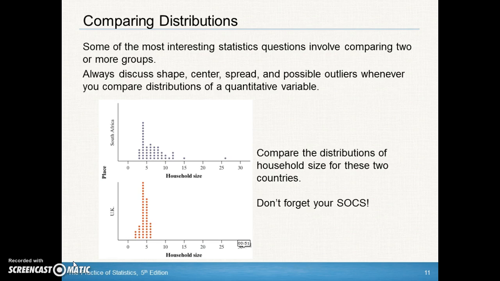So now you've gotten a little bit of practice describing shape, center, spread, and outliers for one data set, but some of the most interesting statistics questions involve comparing two or more groups. So when we're asked to do this, we're always going to discuss our SOCS, shape, center, spread, and outliers for both data sets when we compare two sets of quantitative data. So we're now going to look at an example from the textbook publisher about household size in the UK versus in South Africa. Feel free to follow along on page 30 of your textbook to see where this example comes from.